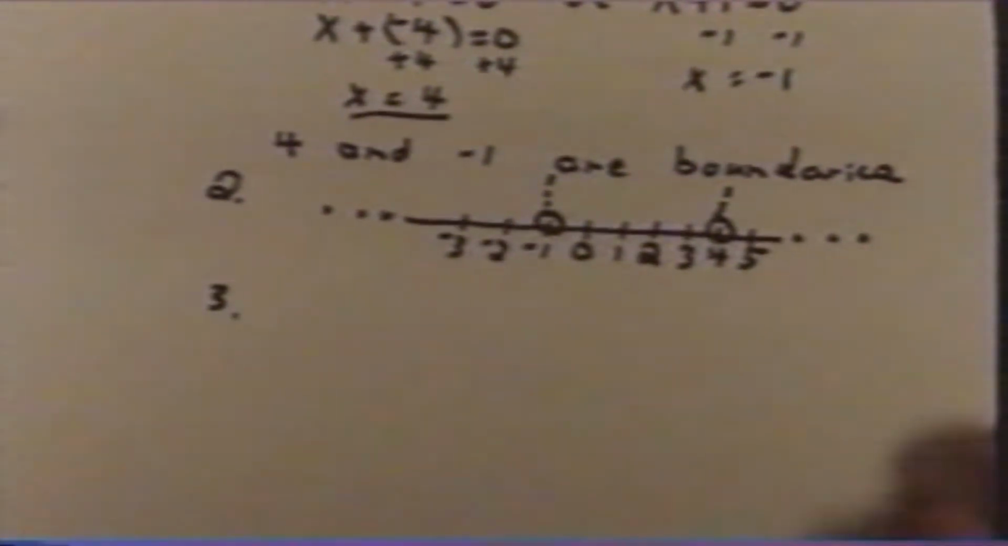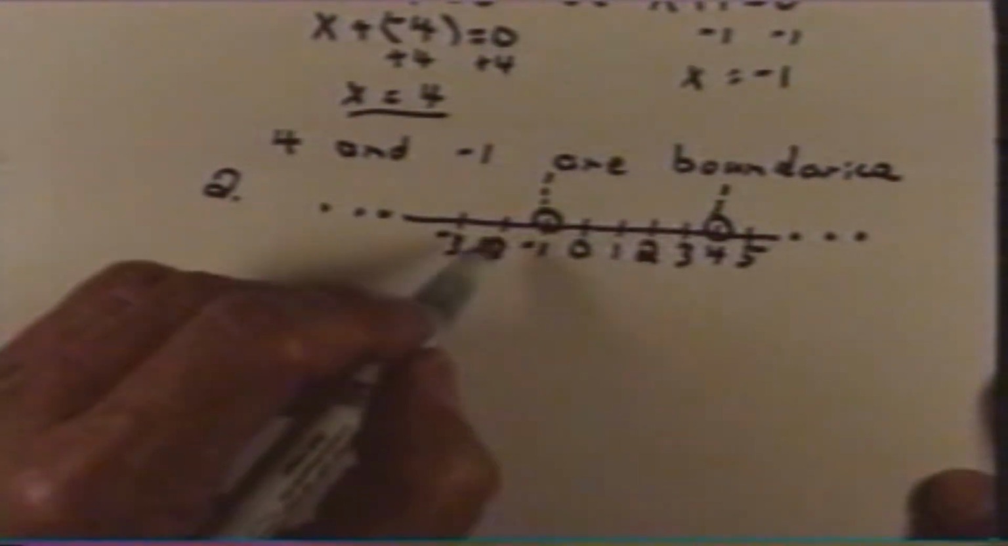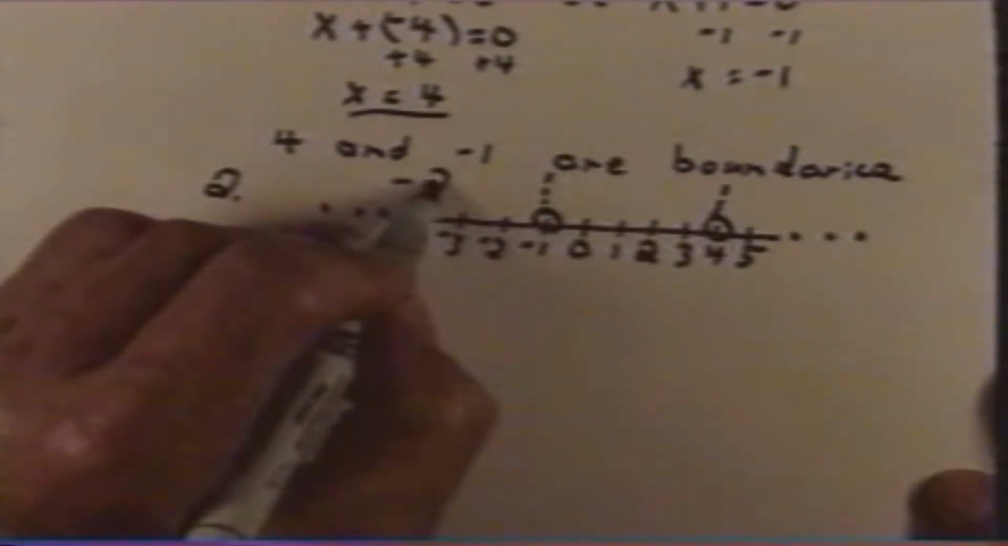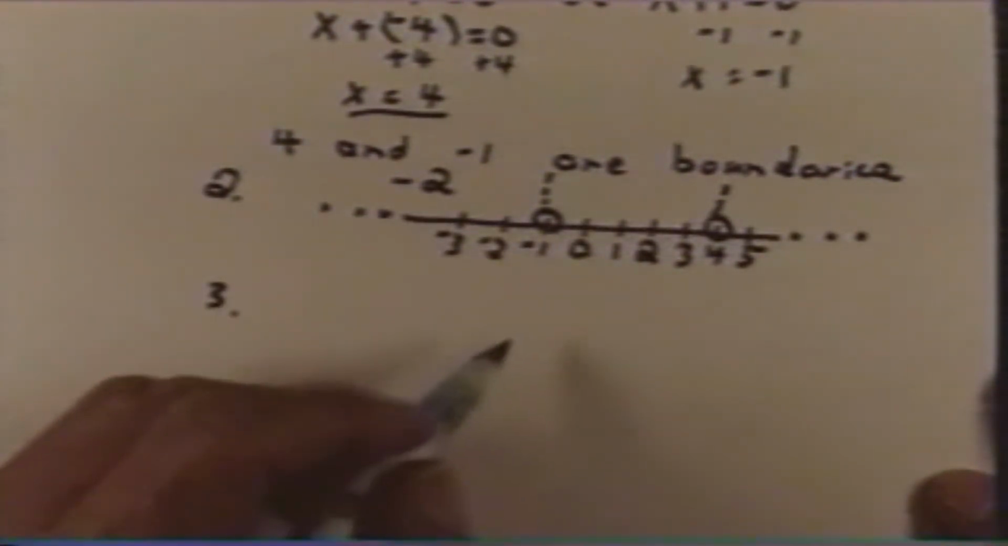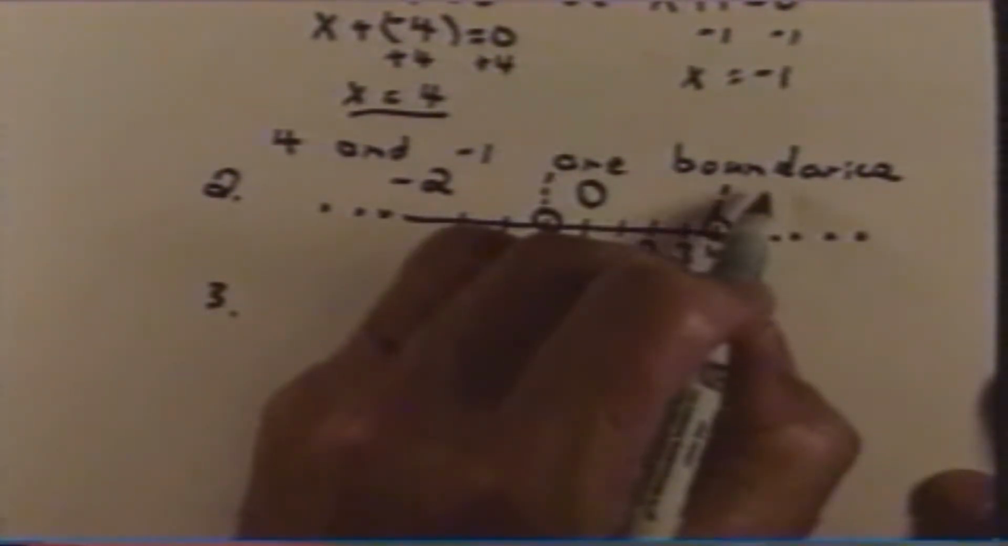Step 3 says choose checkpoints. So I need to choose a point from each region and substitute into the original. Well, from this region, I might as well choose -2. From this region, I'm going to choose 0. And from this region, I'm going to choose 5.